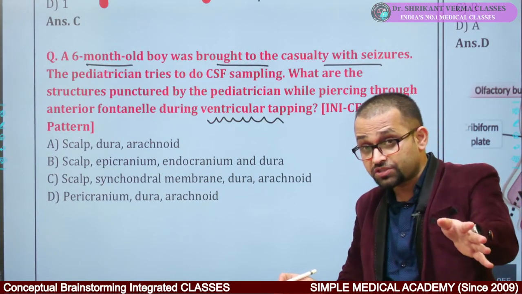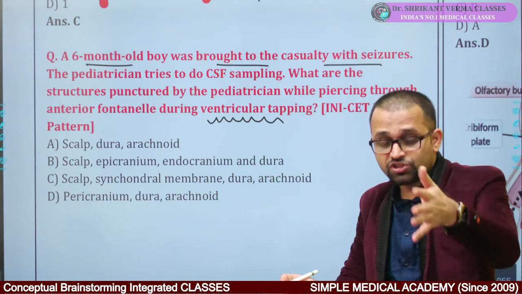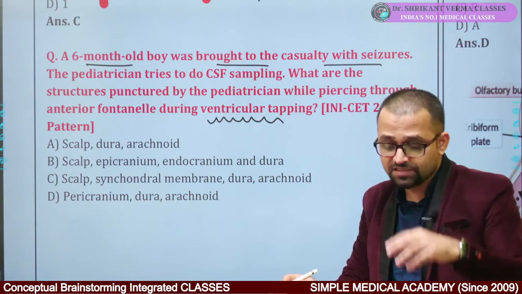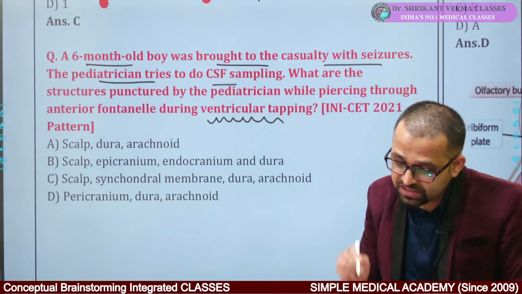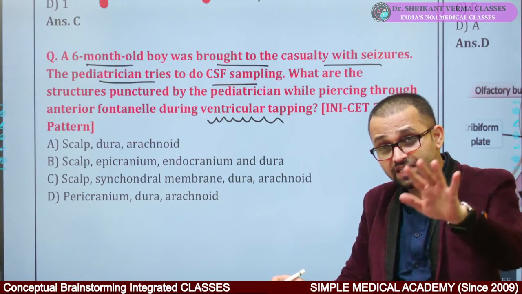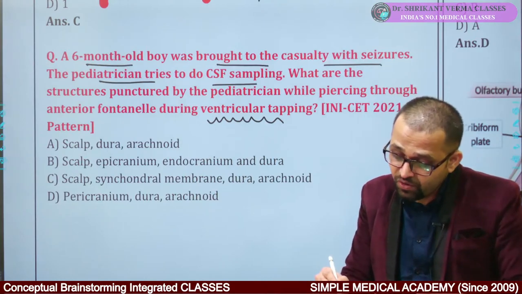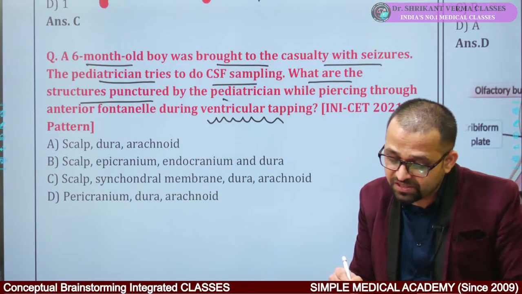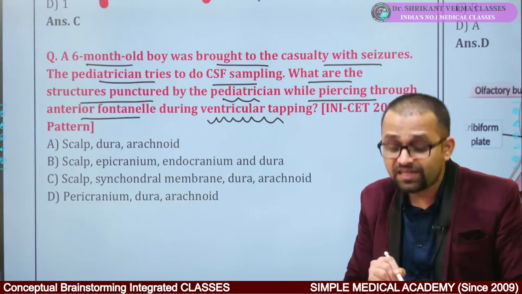Okay sir, clinical question. Children, pediatrics, CNS case. The pediatrician tries CSF sampling. Okay, same topic earlier asked in your INICET as well as NEET PG, lumbar puncture. What are the structures punctured by the pediatrician while piercing through the anterior fontanelle?